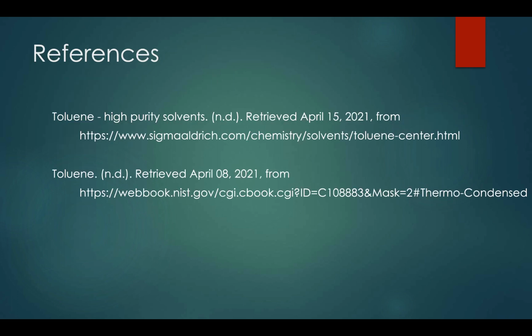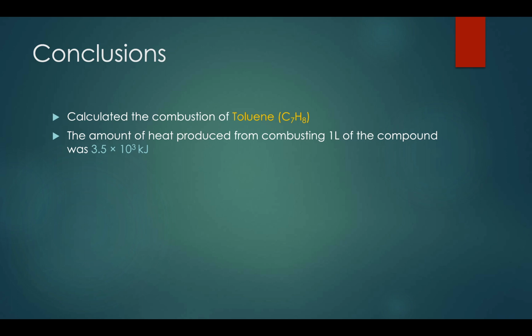Your references and conclusions. We calculated the combustion of toluene, and the amount of heat produced from combusting 1 liter of the compound was 3.5 times 10 to the power of 3 kilojoules.